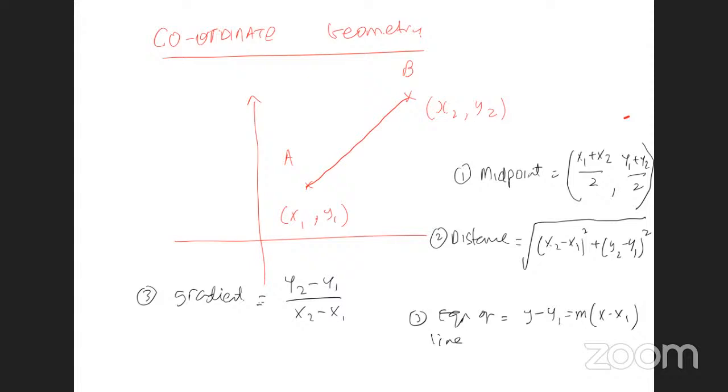That's it. x2 minus x1, right? The x2 first in distance. And y2 minus y1 and so on.